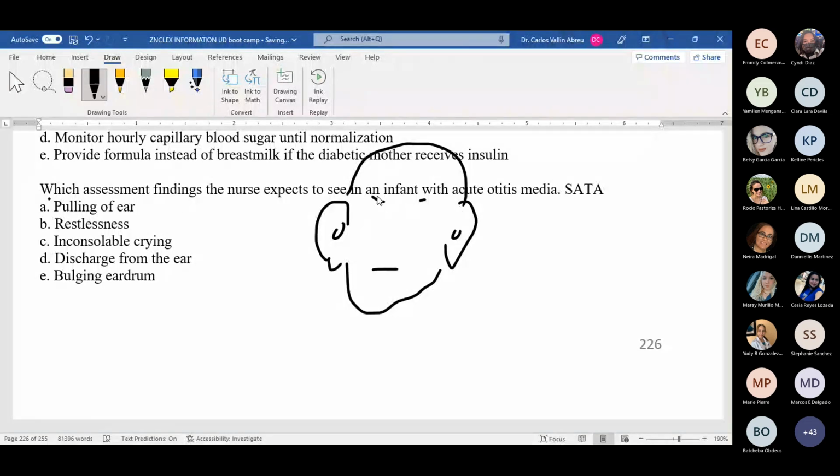Infants are non-verbal, up to 1 year. They don't express verbally, so they are going to express non-verbally. They are going to be crying, restless, thrashing. They are going to be rubbing the ear against the mattress, and they're going to be pulling the ear.